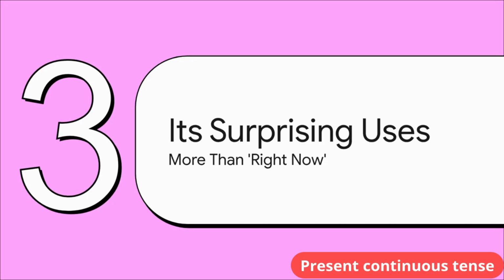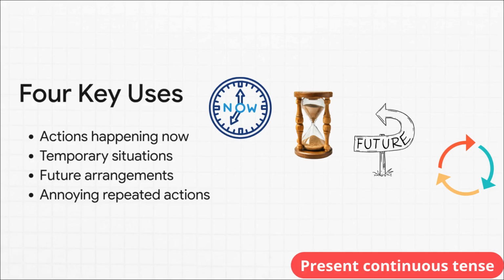Okay, so you've got the basics down, but here's where it gets really cool. This tool is way more powerful than you might think. Its function goes way beyond just talking about right now. It has some seriously surprising extra uses. The present continuous really has 4 main jobs. We've already covered the big one, actions happening now, but it also handles temporary stuff, definite future plans, and even complaining about annoying habits. Let's check those out.